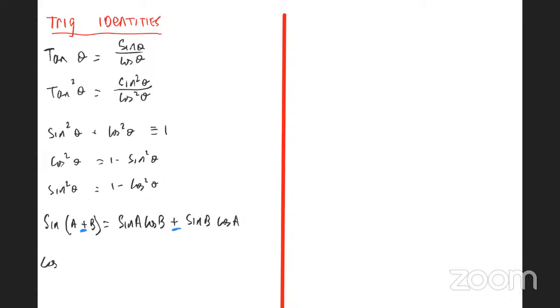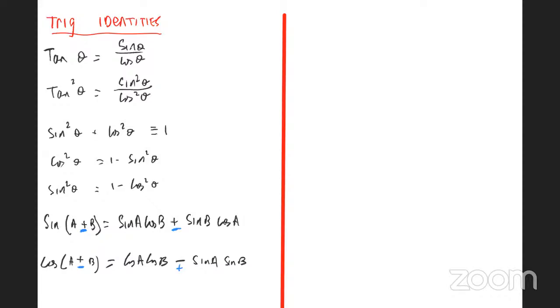Then you also have cos. You also have cos A plus B, right? This identity is slightly different. Cos A cos B, and if you have a plus, it's a minus, sine A sine B. If I change the sign to a minus sign, then the sign on the right-hand side between the cos A cos B and the sine A sine B is a plus sign. Okay?